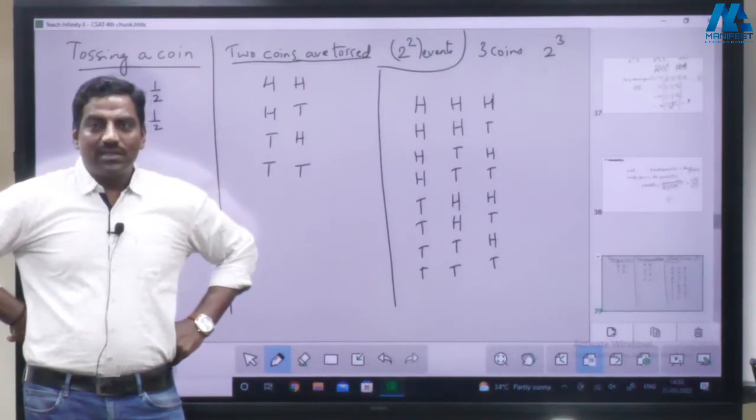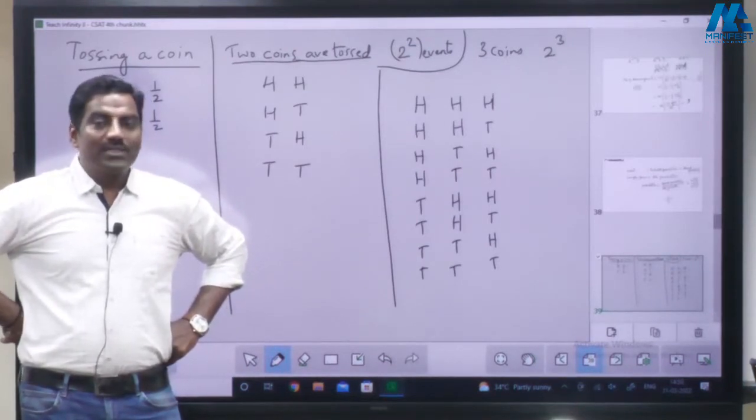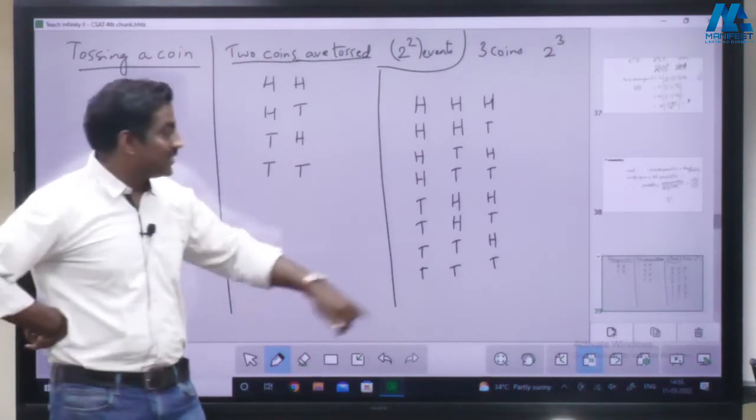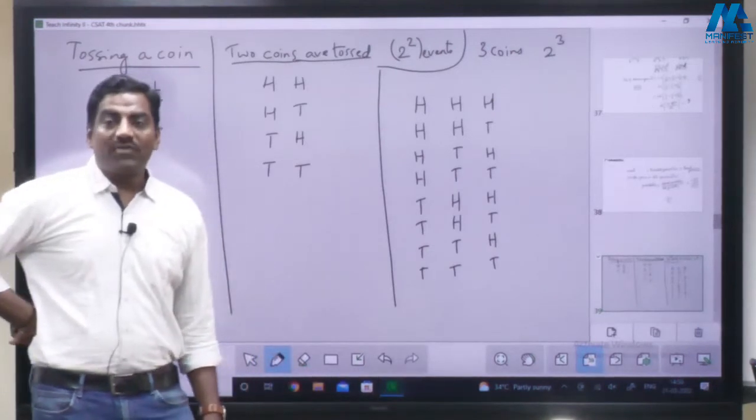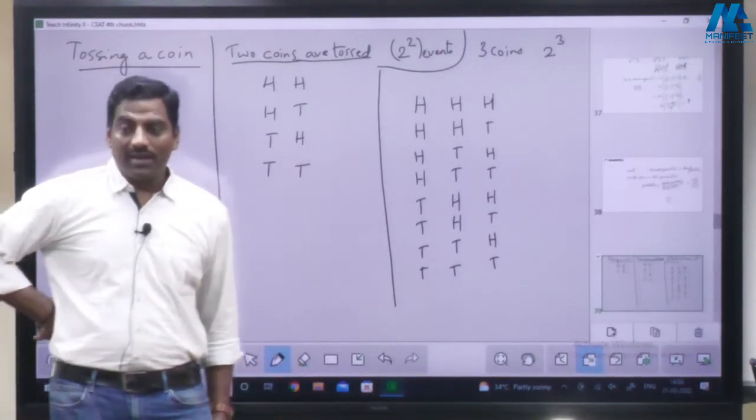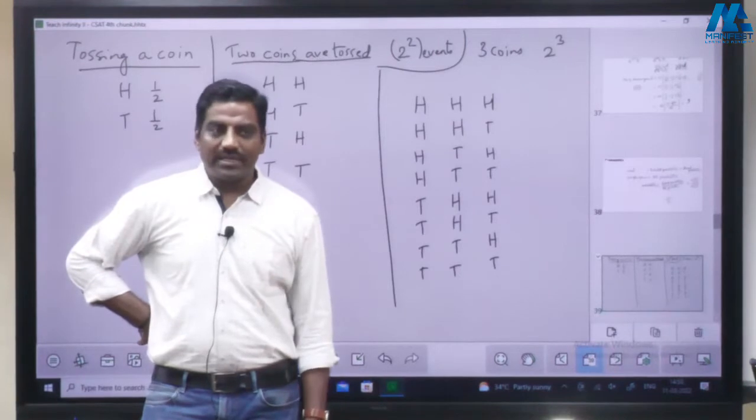Now, probability of getting at least 1 head. At least 1 means you have to leave out 0. At least 1 means 1 or more. In all the cases, at least 1 head is there, except the last one. So 7 by 8. What is the probability of getting at least 1 tail? Same thing. 7 by 8.